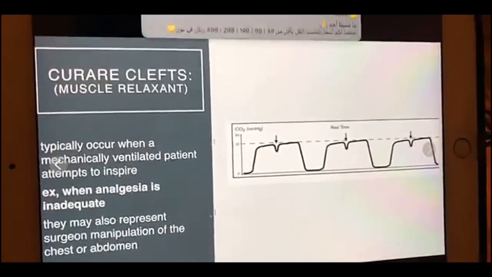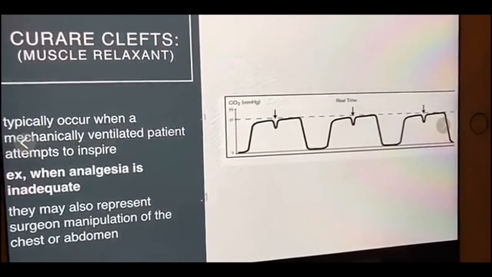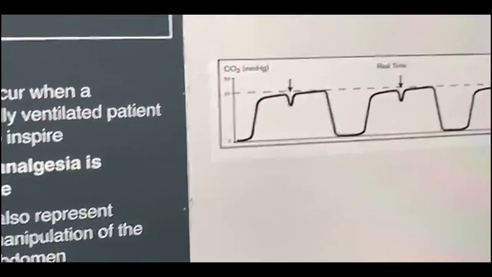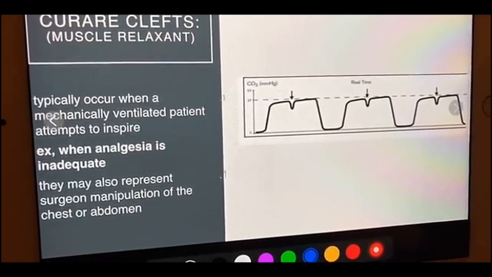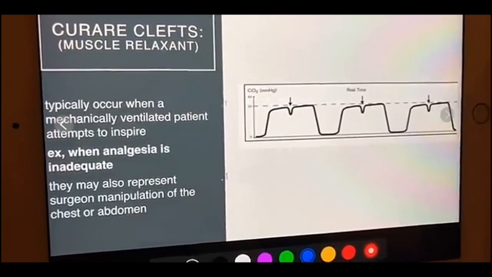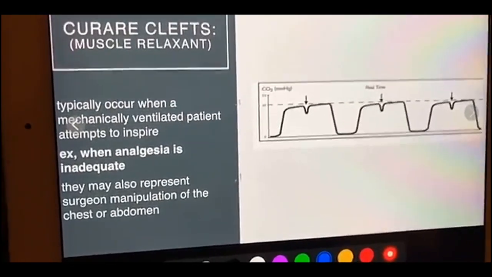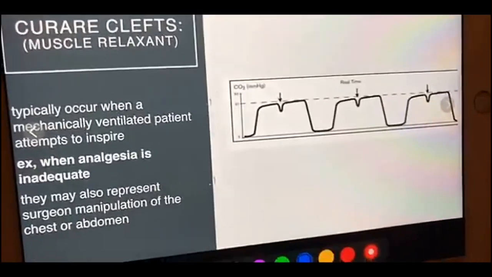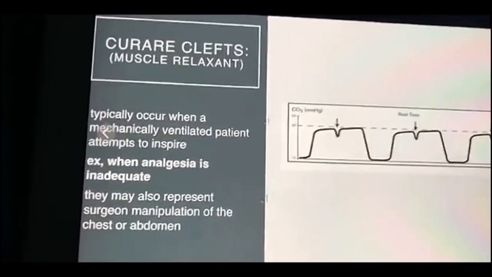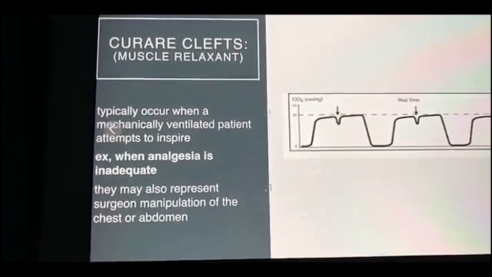Our last waveform pattern is called curare clefts, where there is a clear depression in the alveolar plateau. This waveform could happen only in two cases. Either in a mechanically ventilated patient when he tries to wake up from sedation and tries to inspire against the ventilator. In this case, we should give the patient sedation unless we want him to be awake. The second case is when surgeons manipulate the chest or the abdomen of the patient during surgery.